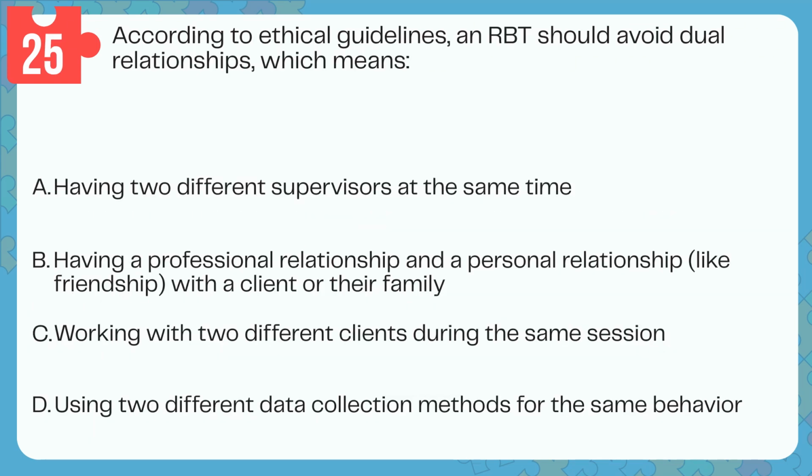Question 25. According to ethical guidelines, an RBT should avoid dual relationships, which means A. Having two different supervisors at the same time. B. Having a professional relationship and a personal relationship, like friendship with a client or their family. C. Working with two different clients during the same session. D. Using two different data collection methods for the same behavior.